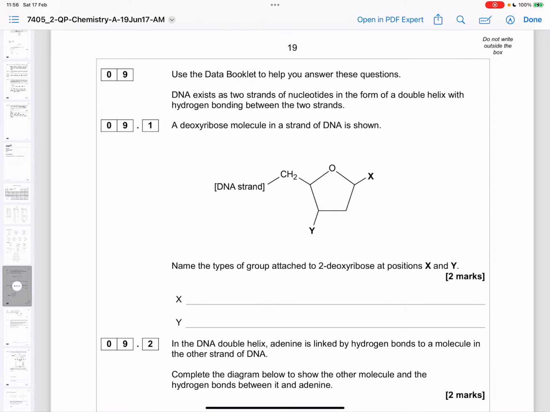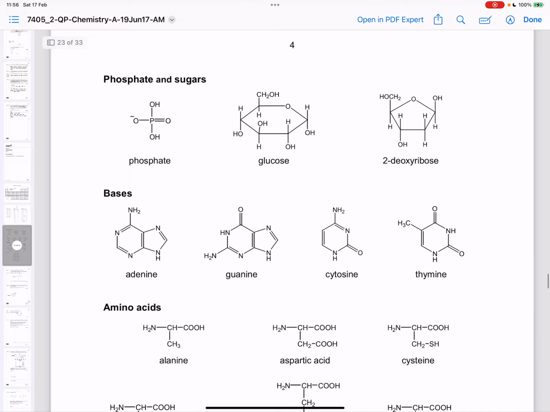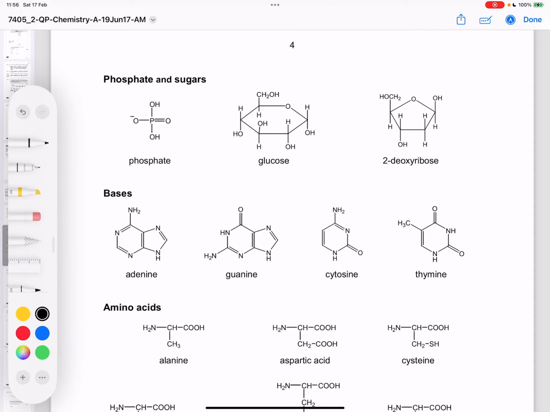So if you look at the data sheet and have a look at your 2-deoxyribose, what you need to remember about your structure is that when you connect it, your sugar phosphate backbone goes down like this. This is where your sugar phosphate backbone is. And your bases attach to the side of that so that they can go into the centre of the double helix. So your sugar phosphate backbone is going down the side of the structure, and then your bases are going into the middle.